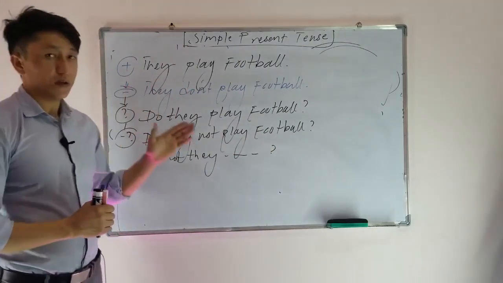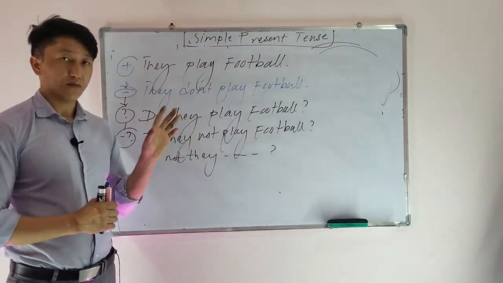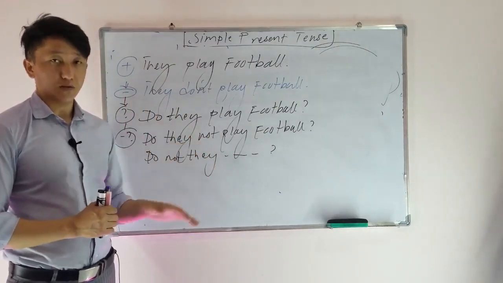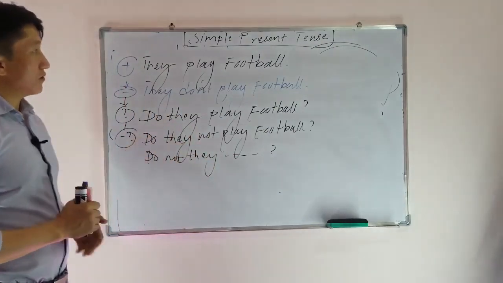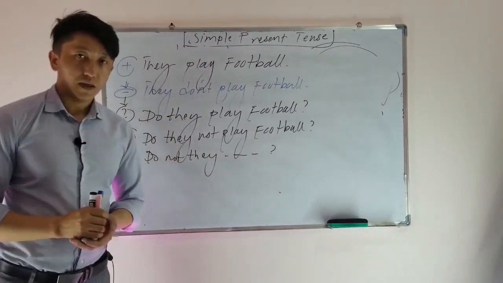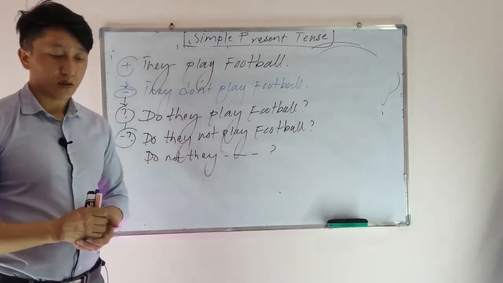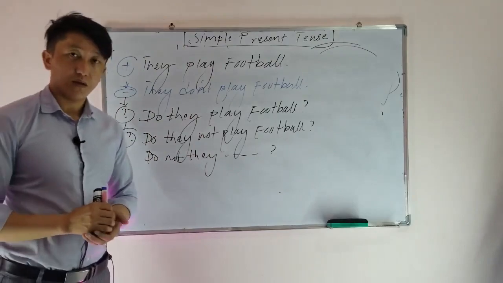So for he, she, and it we use does, and for I, we, you, and they we use do for the plural form. This is how we can use simple present tense and how we can talk about its structures and forms. Thank you.